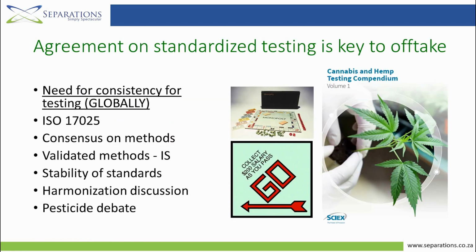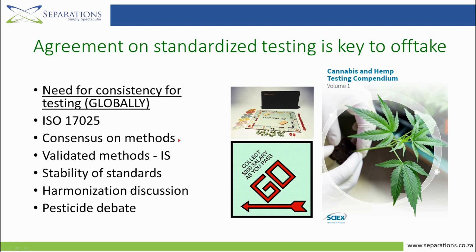Main thing for me is the agreement on standardization. I like to use the analogy of Monopoly, because everyone wants to pass Go and collect $200. You want to make sure that when you send a product off for receipt, it passes testing and there are no surprises. So, this highlights the points I've mentioned on the ISO accreditation, the need for consensus on methods.